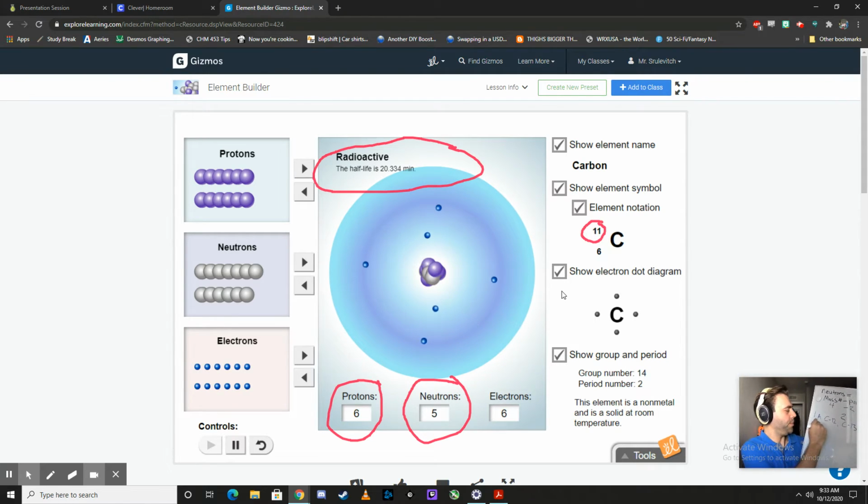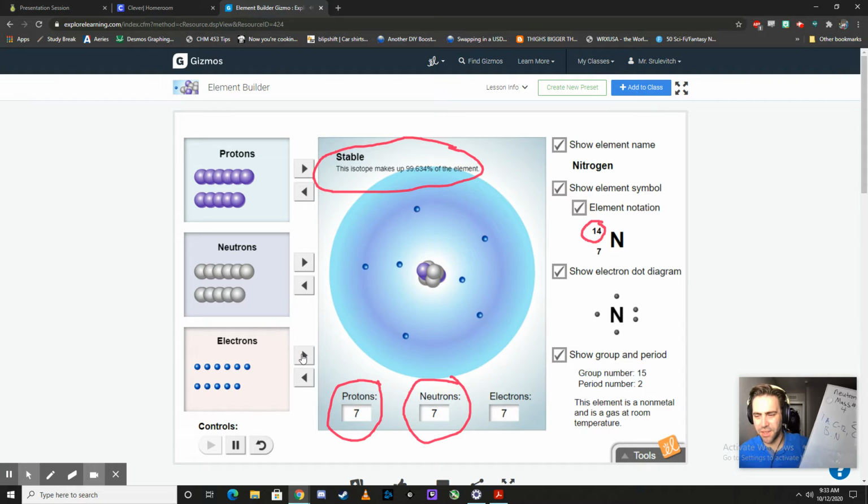Okay. 1B, as for nitrogen, the recipe for nitrogen, 7 neutrons, 7 protons, and 7 electrons. Let's make it neutral. So 7, 7, 7, lucky sevens. And is this stable? Yes. This isotope makes up 99.634% of the element. So nitrogen 14. We have another one. Is nitrogen 15 stable? Let's add a neutron. Yeah, it is. It makes up 0.366% of the element. So N15 is stable.